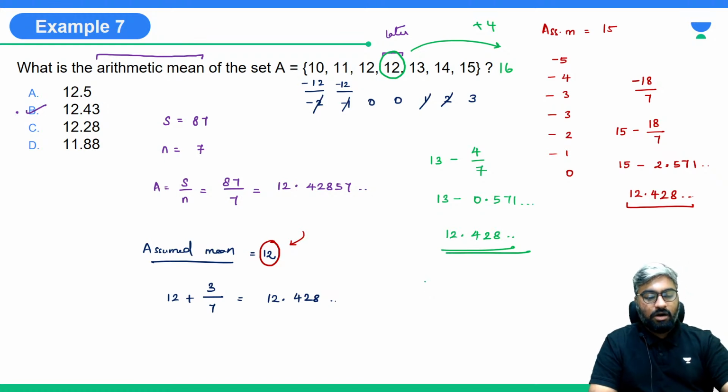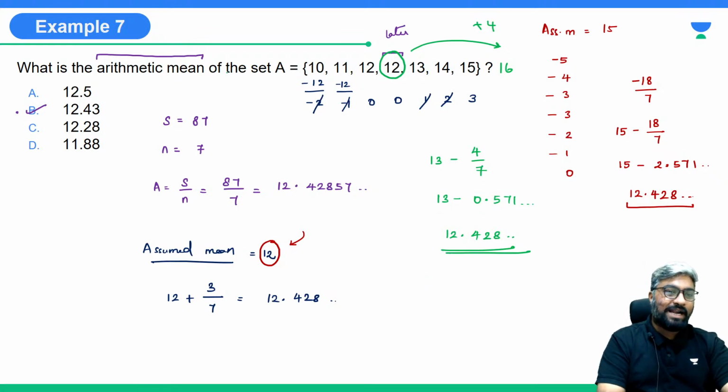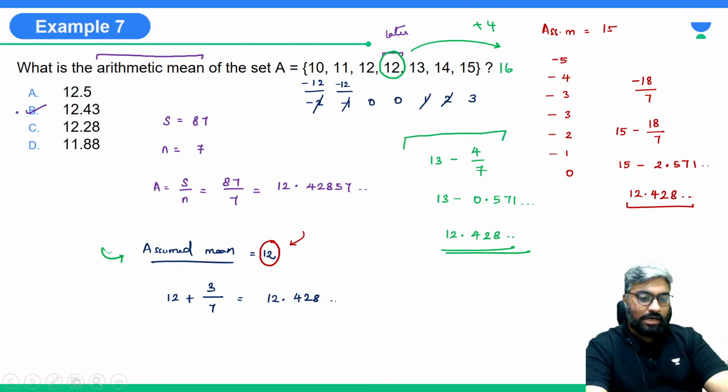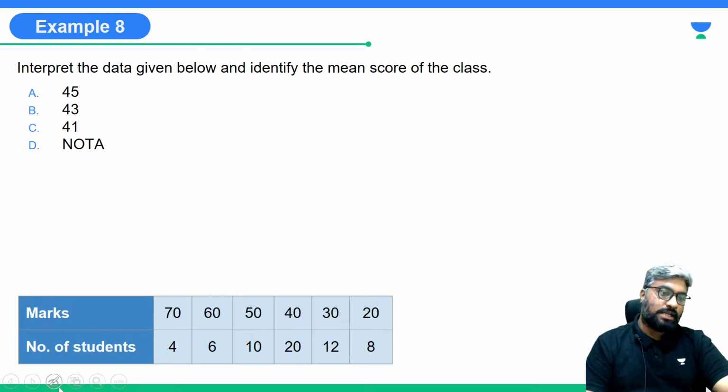So understood? It's all about how you perceive the question. Normally add करके divide कर लो तो हर कोई कर लेता है. Yes, assumed mean is a little bit different. Assuming that the number in the set itself is different, that's a whole another ball game. ठीक है? I hope you understood this method also. Okay. चलो, try the next question, guys.